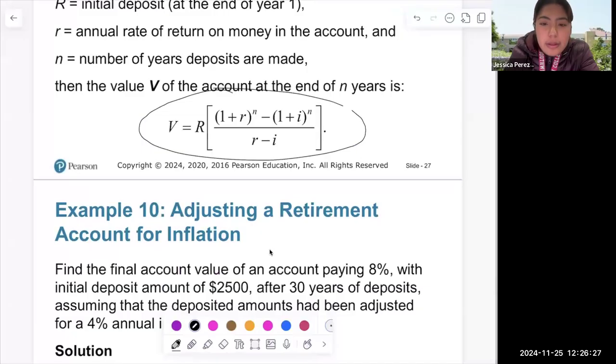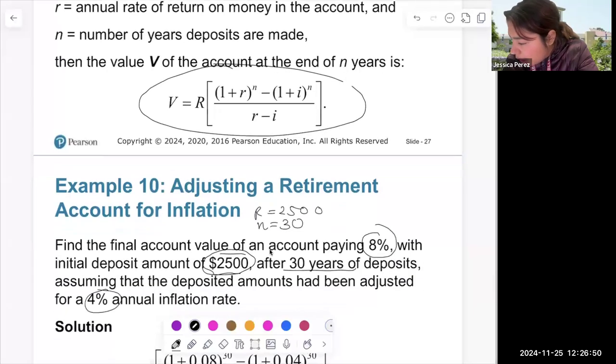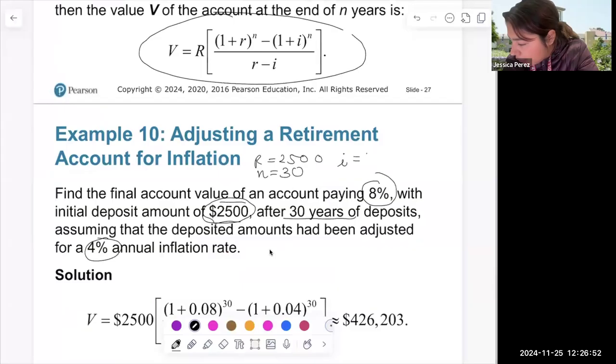Find the final account value for an account paying 8% with an initial deposit. So there's my rate, 8%. I have my initial amount. This is R. R is 2,500. In this case, N is 30 years. And for inflation, I will be 4% or 0.04, and r is 0.08.